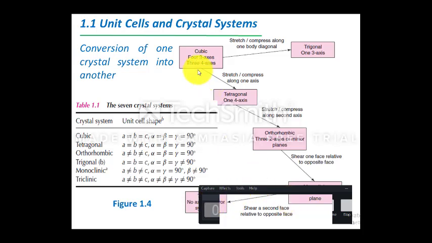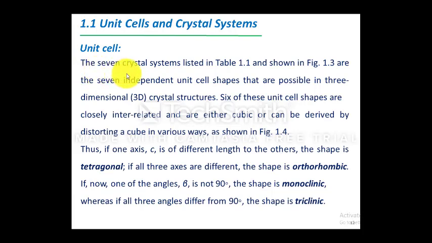Similarly, we can convert cubic into trigonal. In trigonal, all of the lengths are equal, all of the angles are equal, but none of them is equal to 90 degrees. So if we have a cubic system and we stretch or compress along one body diagonal, I will explain what a body diagonal is, then the cubic system is converted into the trigonal system. Simply, we can summarize the results of this interconversion.